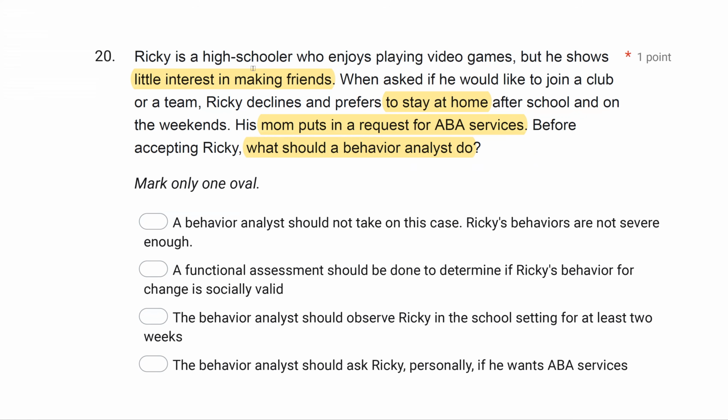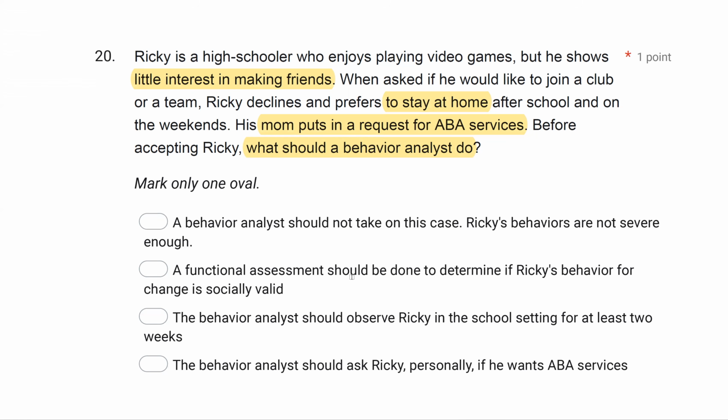We don't know his developmental level. We don't know anything about Ricky. All we know is the information given to us. He wants to stay at home, doesn't really care about joining a club. His mom wants ABA. What does the analyst do? A, a behavior analyst should not take on this case. Ricky's behaviors are not severe enough. Now, it's not about severity with ABA. What is it about? Social validity, meaningfulness. We need to determine, is the behavior meaningful to the client and to the stakeholders? Not about severity. It's about social validity.